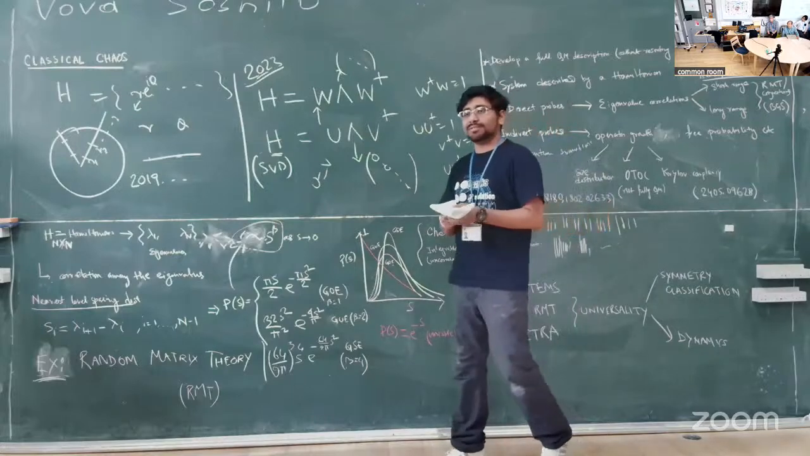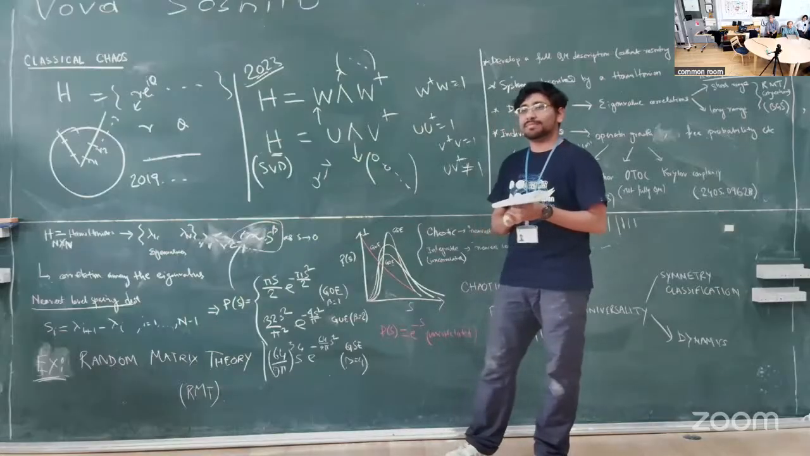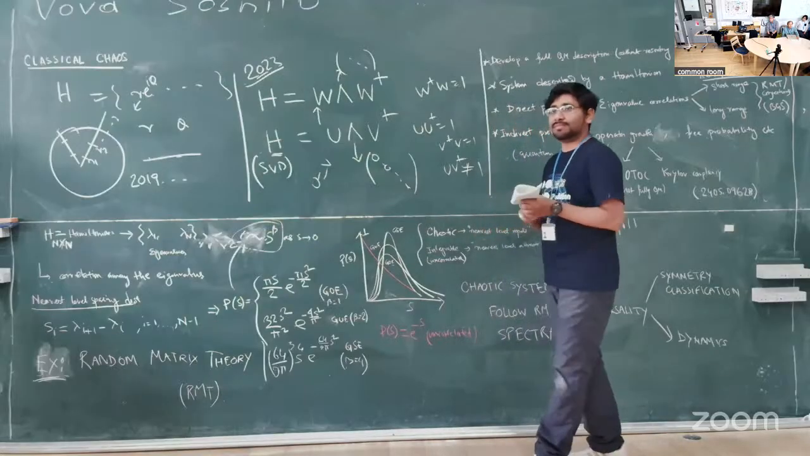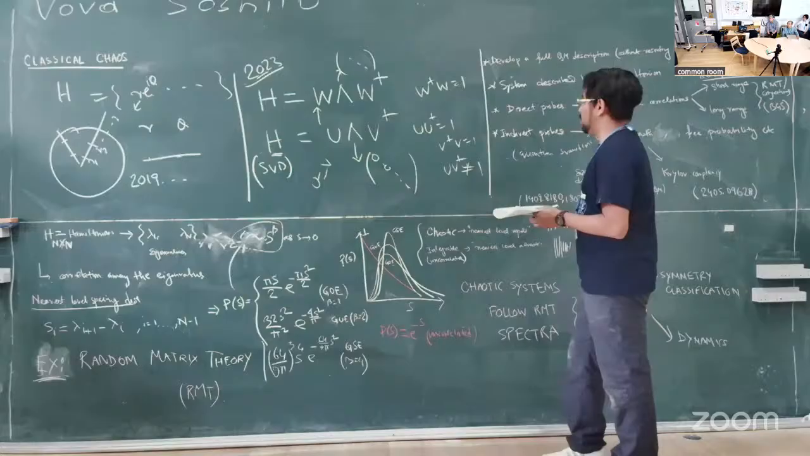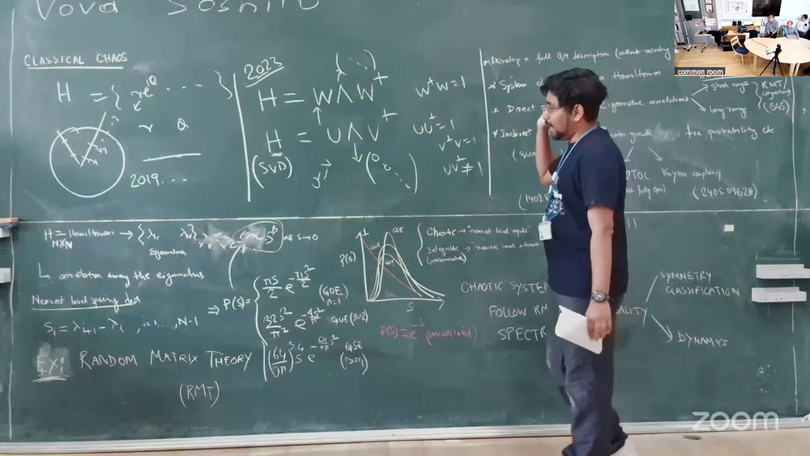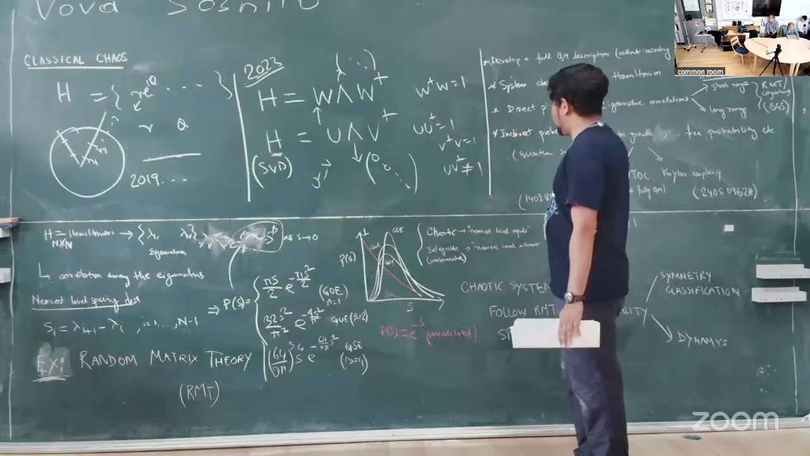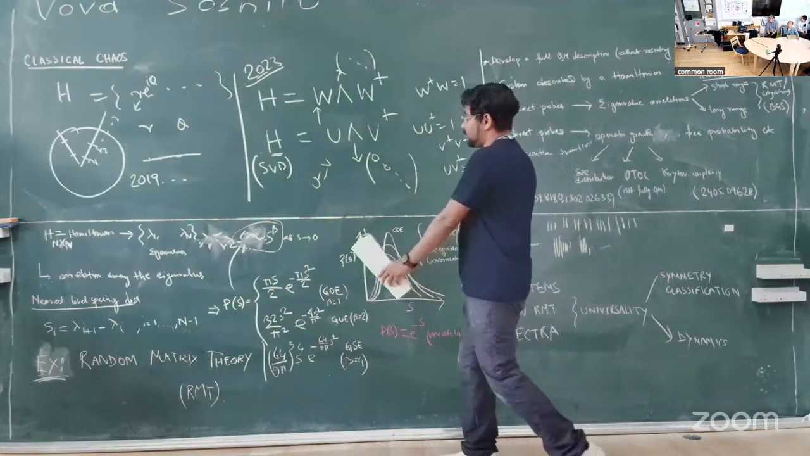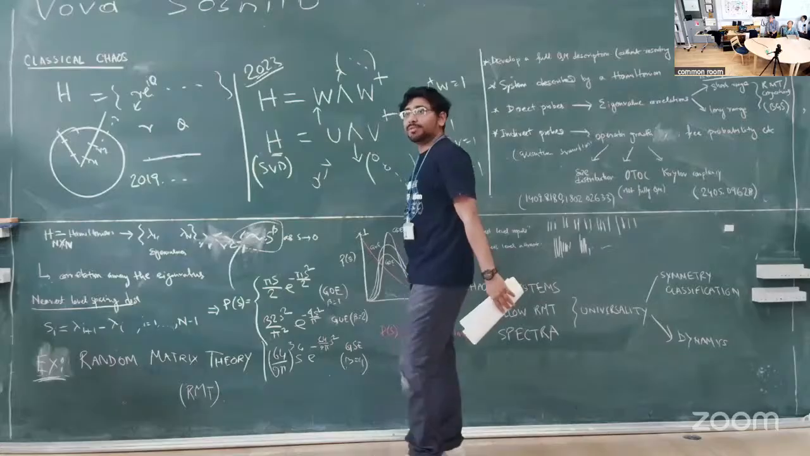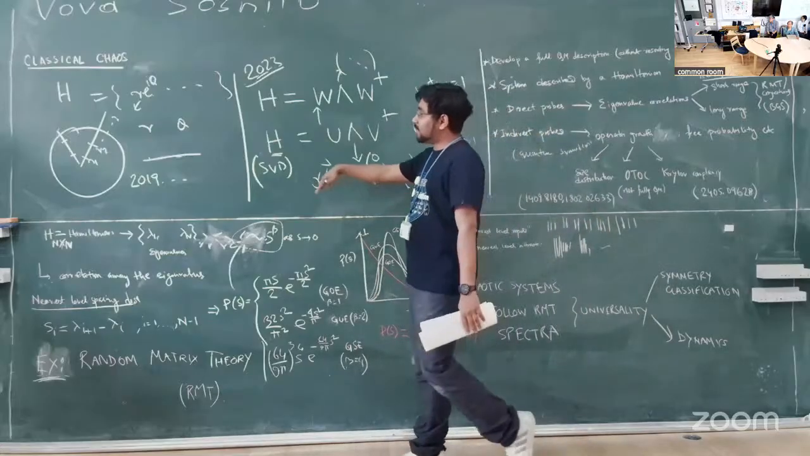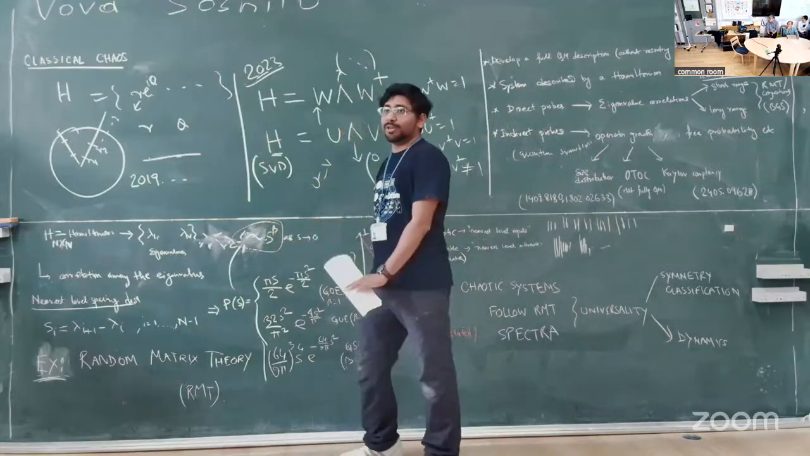Is there any classical analog of non-Hermitian classical chaos? I haven't seen one, but I think some people are trying to understand how this picture relates to some classical description of chaos, but it's not very apparent at this moment.